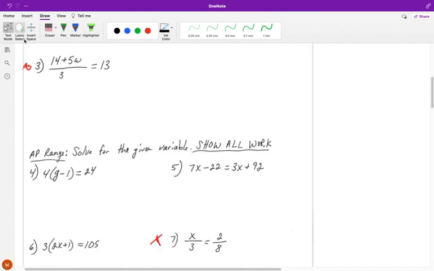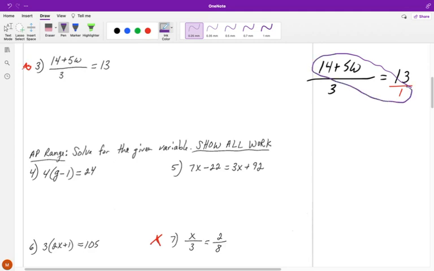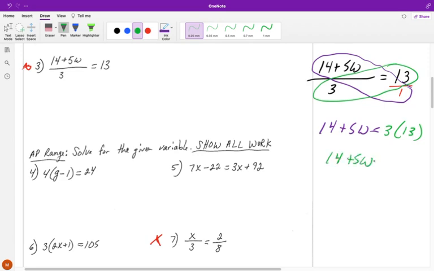All right, so for number 3, we have 14 plus 5w over 3 is equal to 13. So we can think about this 13 as a fraction and put it over 1. And when we have two fractions that are equal to each other, we know that the cross multiples are equal. So we can go ahead and multiply this 14 plus 5w times 1, or just rewrite it as 14 plus 5w. And then we can go ahead and multiply this 3 and 13, which we then know is going to be 39. So 14 plus 5w is equal to 39.